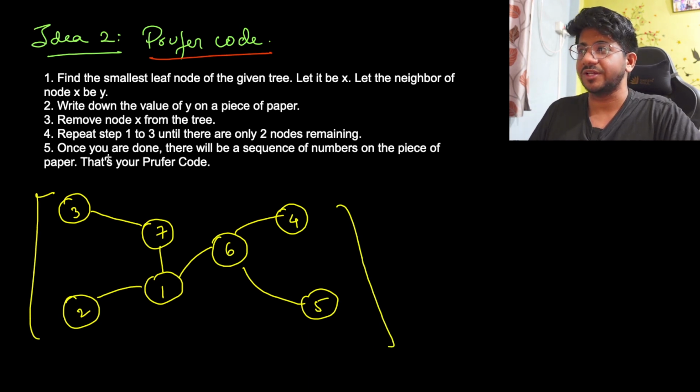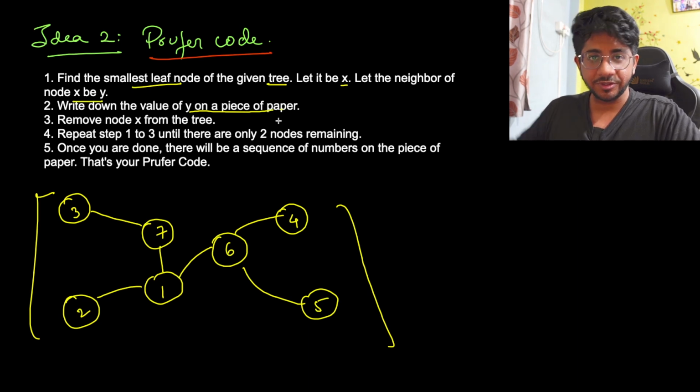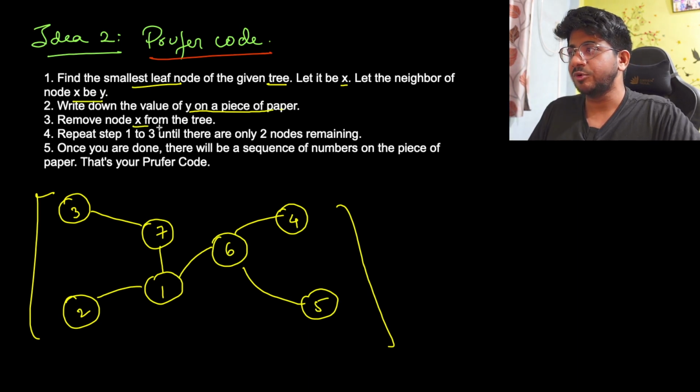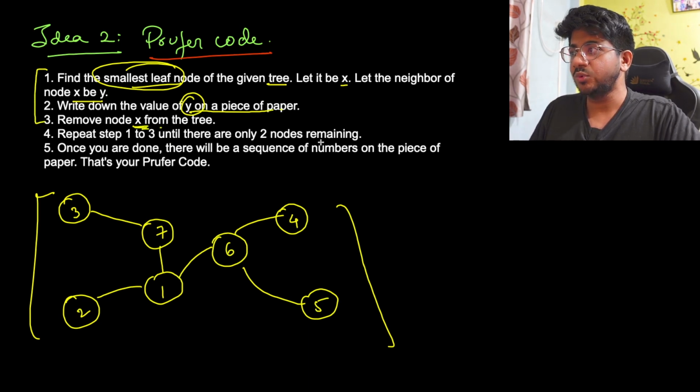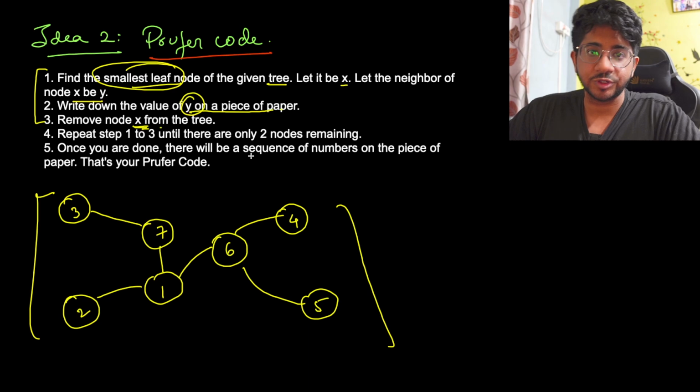So let's suppose this is a tree, right? What does the Prufer code say? Find the smallest leaf of the given tree, let it be x, let the neighbor of x be y. Okay. Write down y on a piece of paper, then remove x from the tree. So find a leaf, the smallest leaf, write its neighbor y, because a leaf will have only one neighbor, remove x from the tree, and repeat this until only 2 nodes remain. You have got the Prufer code.